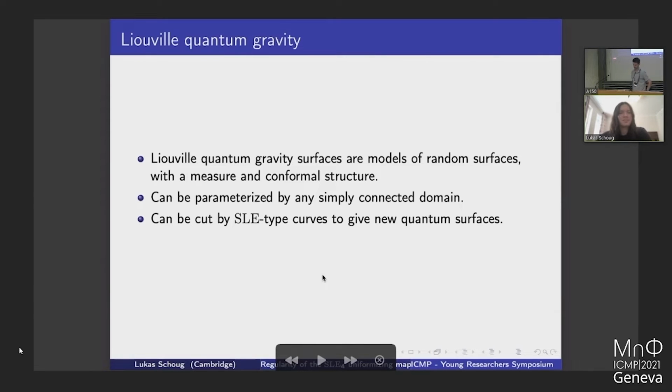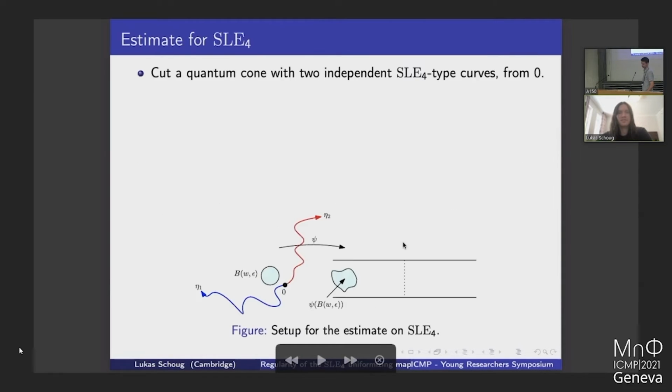So just 20 seconds about Liouville quantum gravity. This is a family of quantum surfaces, which are models of random surfaces which have a measure and a conformal structure. They can be parameterized by any simply connected domain, and they can be cut by SLE-type curves to give new surfaces. You don't need to know more, because I have basically one slide of simple things to do to get the main estimate.